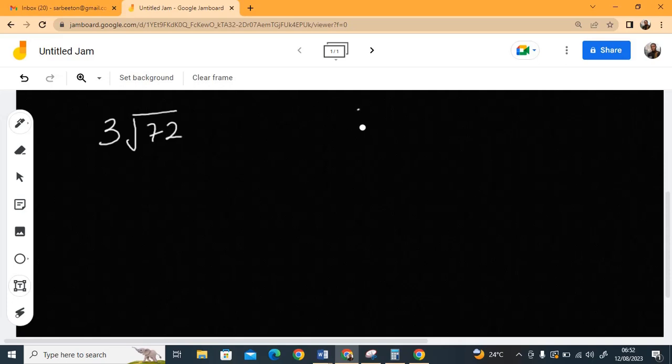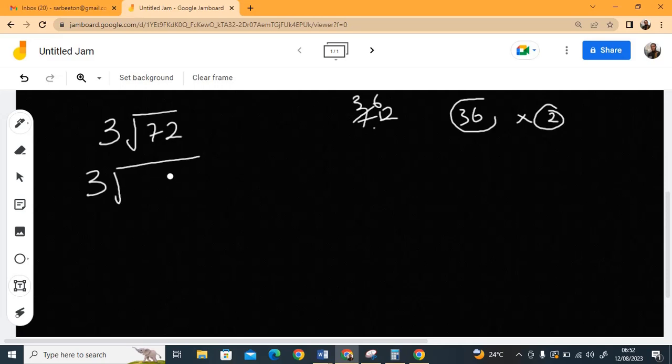So 72, let me just divide it by 2. That gives 36, and 36 is a perfect square. 2 is a non-perfect square, so I can use this 2. So I will have 3, you open a big bracket, and this is going to be the square root of 36 times 2. The square root of 36 is 6. That 6 will now come here to multiply the number outside.